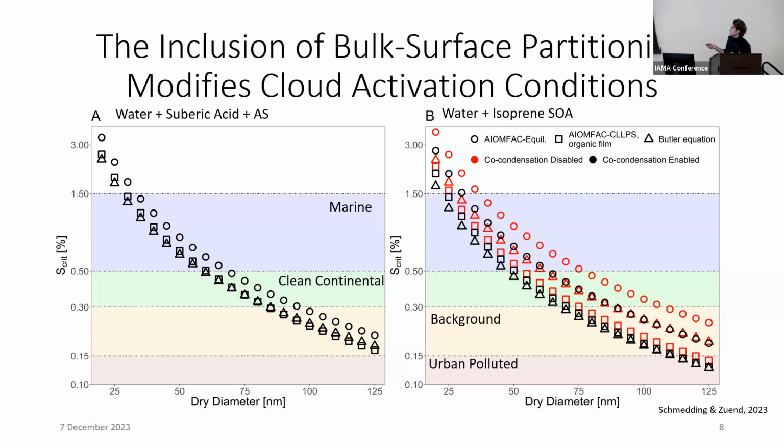So we see for this that the inclusion of co-condensation leads to depressions in the critical supersaturation. And so if you do the IAMFAC equilibrium without co-condensation, you get really high critical supersaturations. And if you do co-condensation enabled with the Butler equation, you end up with pretty much the lowest critical supersaturation. So there's a feedback here on the internal composition of the particle and the gas particle partitioning. So we start to get this sort of nesting effect as things feed back to outer problems.